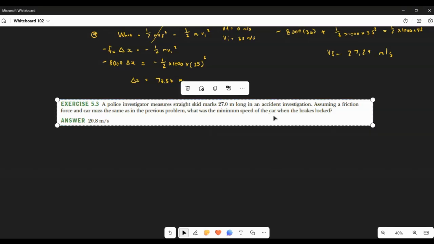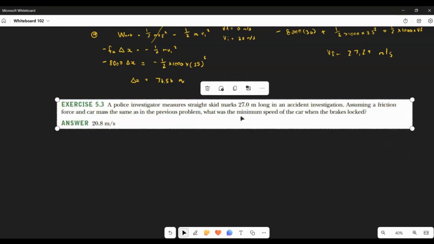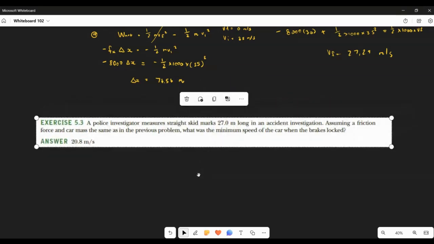So in this case, a police investigator measures straight skid marks 7 meters long in an accident. Obviously, it's telling us the distance from when the car applied the brakes to when it stopped, and they're assuming the frictional force and car mass are the same as the previous problem, which was 8,100. What is the minimum speed of the car when the brakes locked? So I hope you all got that.